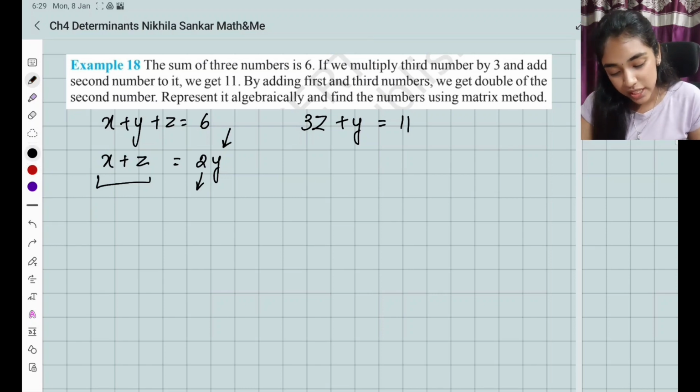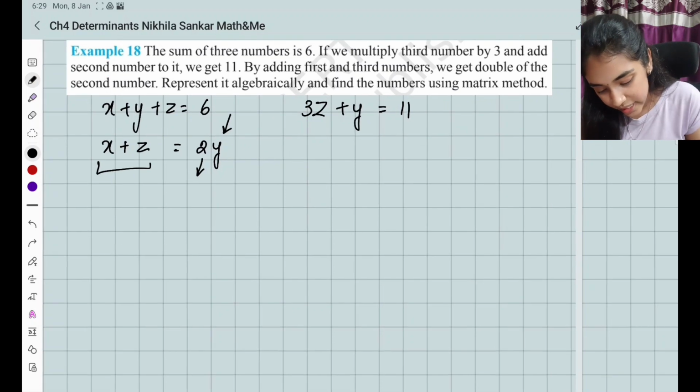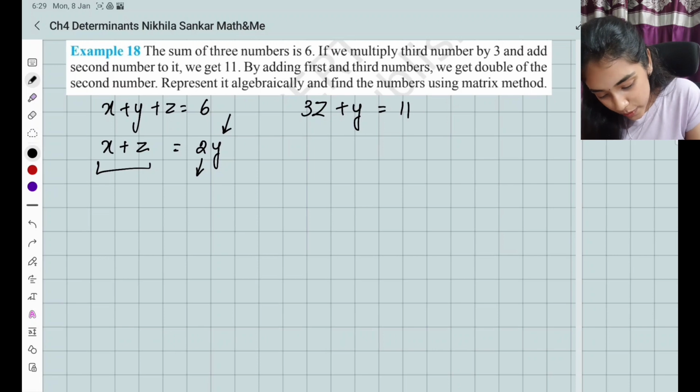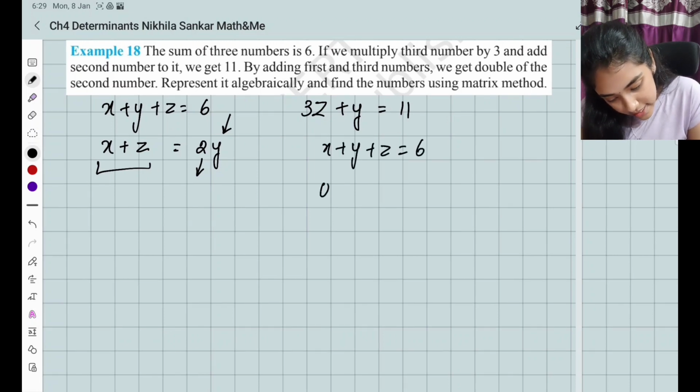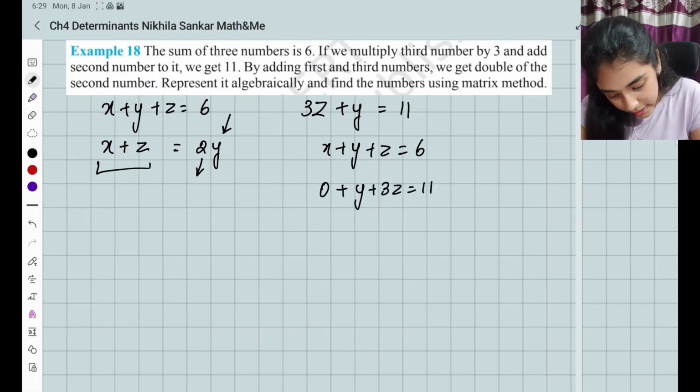Represent algebraically. Okay, so what are the 3 different equations? You have x plus y plus z equals 6. I'll write the equations one more time. So you have x plus y plus z equals 6. Then 0 plus y plus 3z equals 11. Then this equation is going to be x minus 2y plus z equals 0.